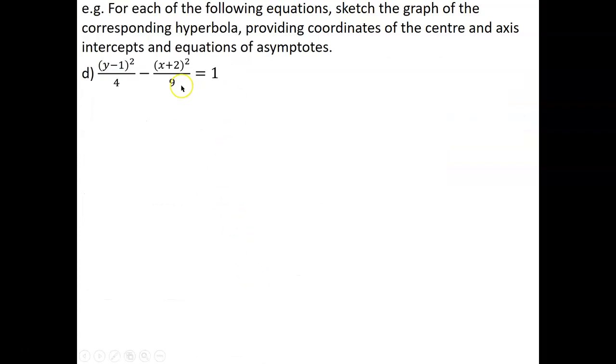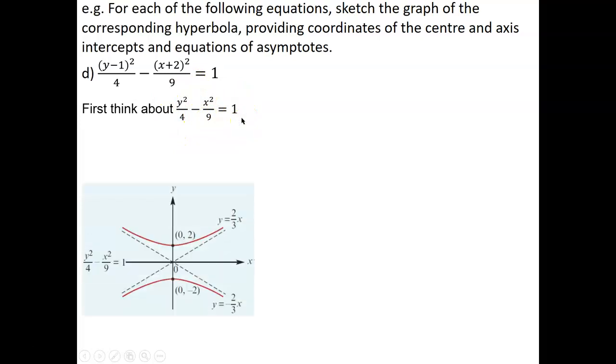In this example, I've got translations and the divisions going on for the dilations. So let's have a think about this one first without the translation. That gives me this hyperbola here. This is my b because it's in the denominator of the y. This is my a, so it's the square root of this over the square root of this for the equations of my asymptotes.